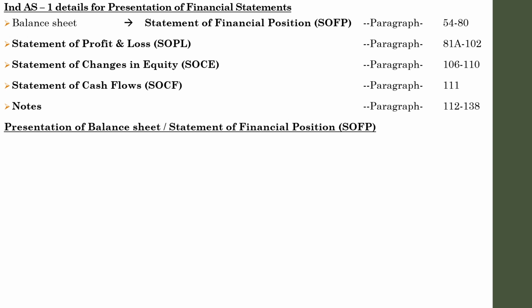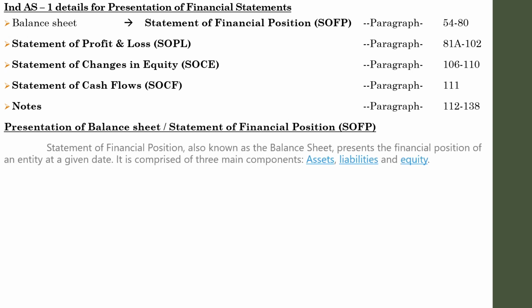But if we go deeper into the preparation of the statement of financial position, you need to have an idea about a list of items. So before we go deep, we have to have an idea about the presentation of balance sheet, otherwise known as SOFP. INDAS 1 uses the title statement of financial position. This title is not mandatory. An entity may use other titles such as balance sheet as long as the meaning is clear and not misleading. So that is the concept with regard to the title.